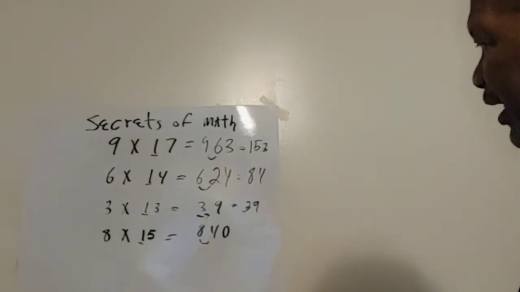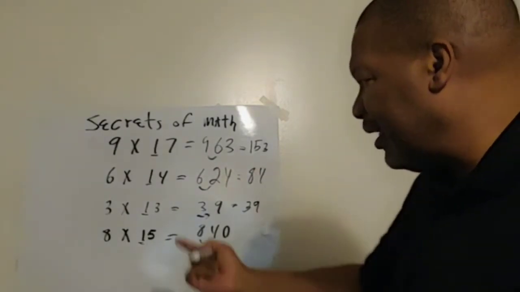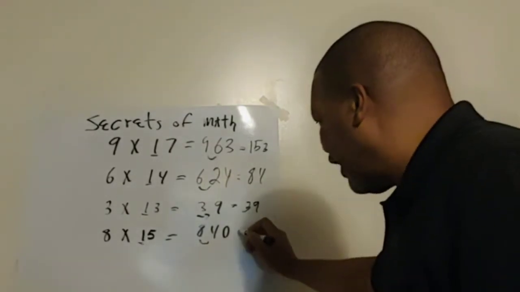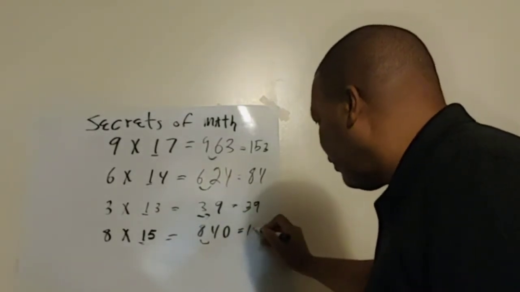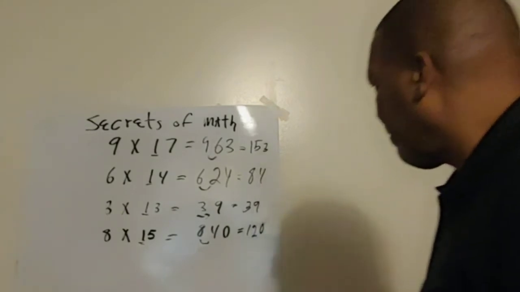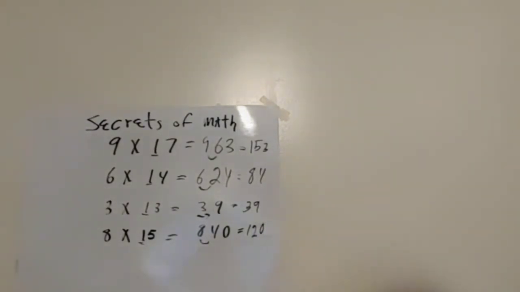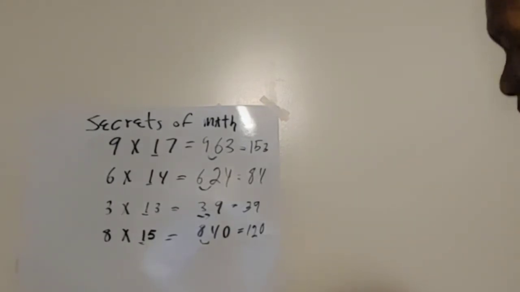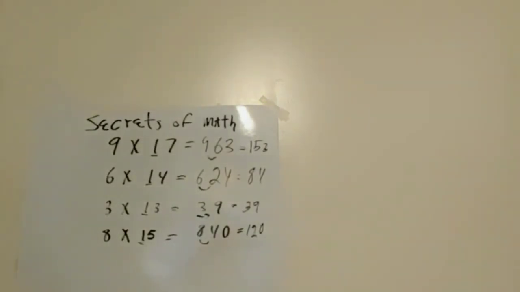Okay. And the last one, you know that 8 times 5 is 40. You put the 8 in front of the 4, and you know that 8 and 4 is 12, and you put the 0. And that's the answer. You see how fast that was, how easy that was. And so that works all the time. That is the secret of this particular technique of multiplying a 1 digit by a 2 digit number.